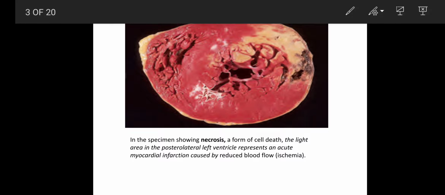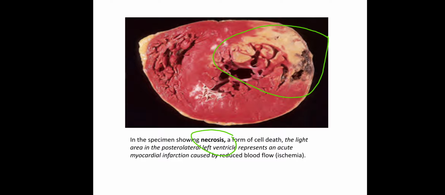This is again a very easy slide. As we see, what is this part? This is an area of myocardial infarction showing necrosis. See how this area is light as compared to the nearby visible areas. See how it is pale compared to the nearby viable areas. Let's go to the second image.